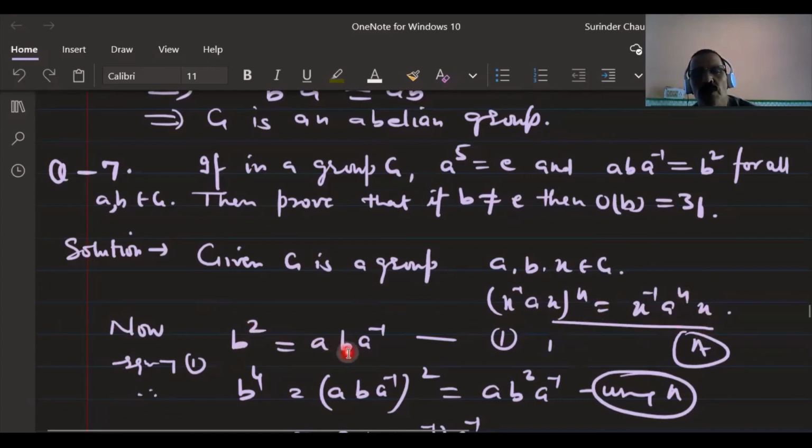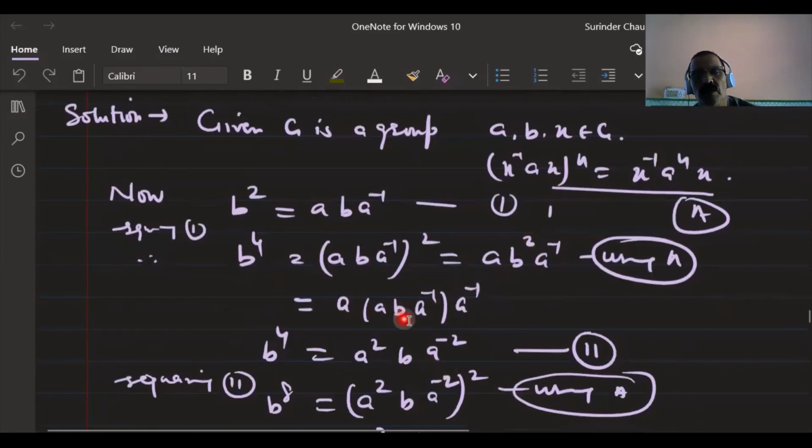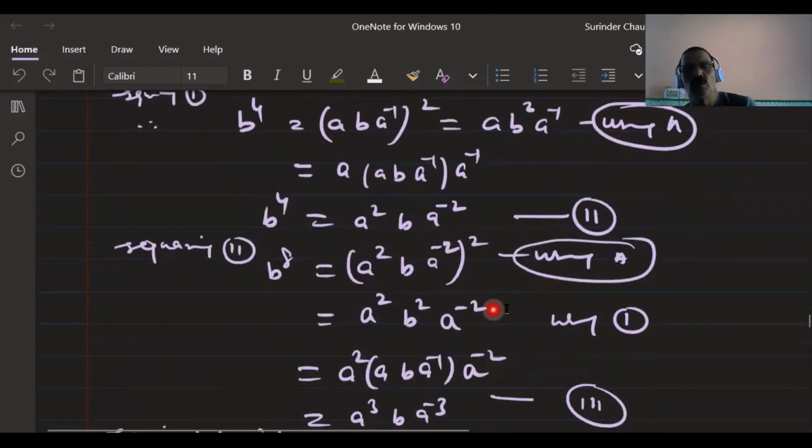Now B square is equal to A B inverse, given. First, squaring both sides, and using this theorem time and again, B square is equal to A B inverse square is equal to A B square inverse. Substitute B square here. Now again squaring this, using the same theorem, B raised to 4 is equal to A square, A to the minus 2 square, is equal to A square B square A square inverse. Again place the substitute value of B here, A cube B A to the minus 3.